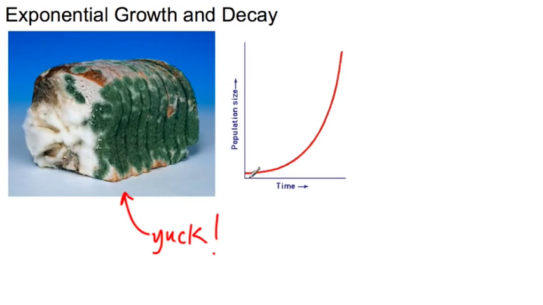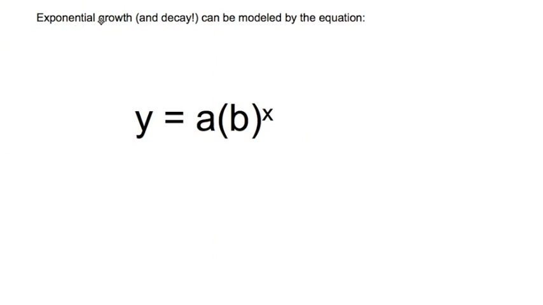And decay is that same idea, when something reduces itself over time, at a fixed interval, kind of like the half-life of certain elements. So first thing we're going to do is talk about the equation that represents exponential growth and decay. Exponential growth and decay can be modeled by the equation y equals ab to the x.